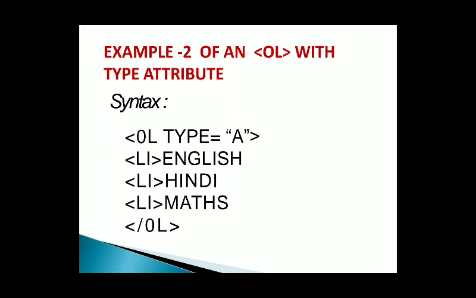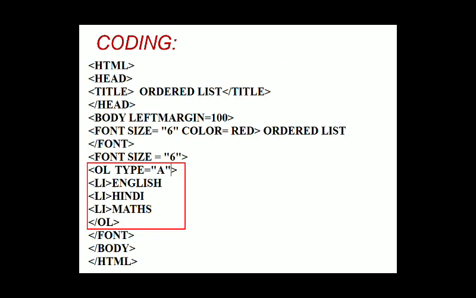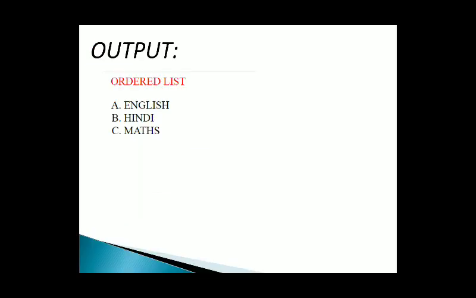Now the second example is OL with the type attribute. When you have to specify the type attribute in OL, you specify it as OL type equals A. Again write down the list items and close the OL. Now let's see it in the coding. Give the basic structure tags of HTML, and in the OL tag write type equals A, LI for the list items and close the OL. Now let us see the output of this. It will be A B C. Your list will start with A B C.